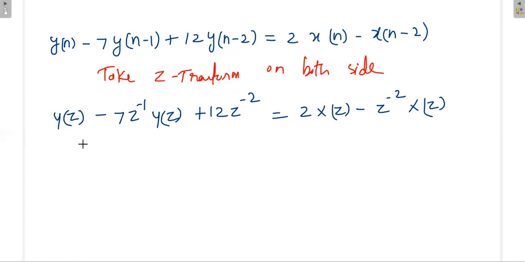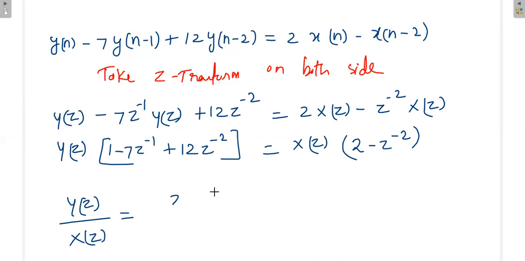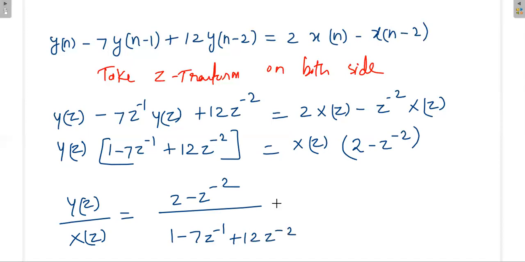Take Y of z outside: 1 minus 7 z inverse plus 12 z power minus 2. Again, take X of z outside: 2 minus z power minus 2. Then Y of z divided by X of z is 2 minus z power minus 2 divided by 1 minus 7 z inverse plus 12 z power minus 2. Either we can operate with negative powers, or we can also operate with positive powers. Now we'll convert this into positive powers.